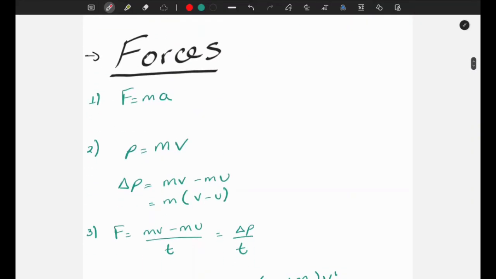Let's move on to the next one, forces. So the first formula you need to know for force, it's a basic and very important one, is force equals mass times acceleration. We can rearrange this formula again to find mass, which is force over acceleration, and we can also find acceleration, which is force over mass.